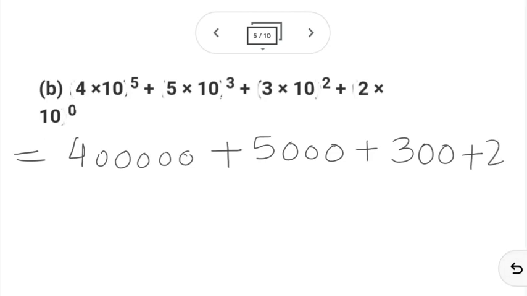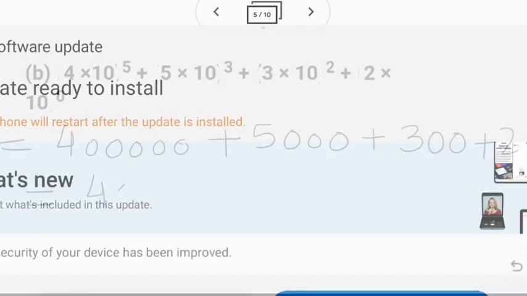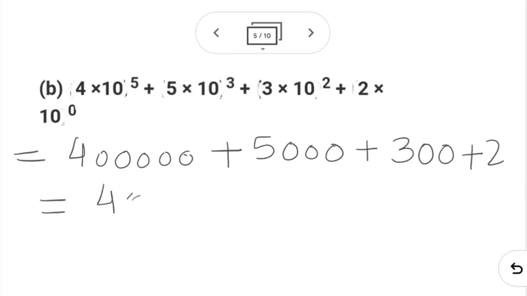Any number raised to power 0 means 1. So it will become 2 ones are 2. We can simply write it 2. Now we will add all these numbers and we will get our answer. So if we add them, you can add them and check. You will get 4,05,300 plus 2. So on solving this, we will get 4,05,302. This is the required number.